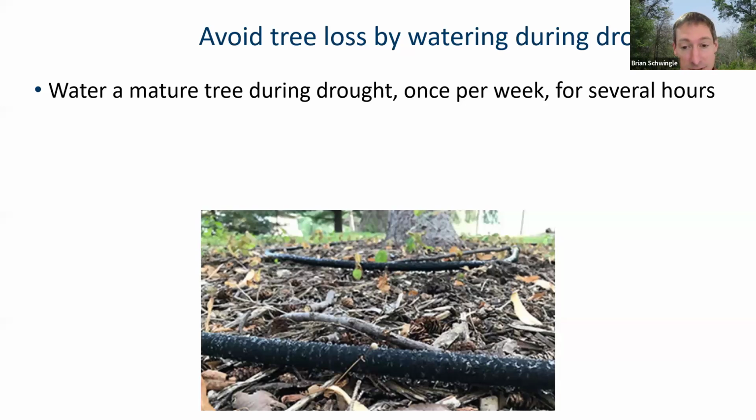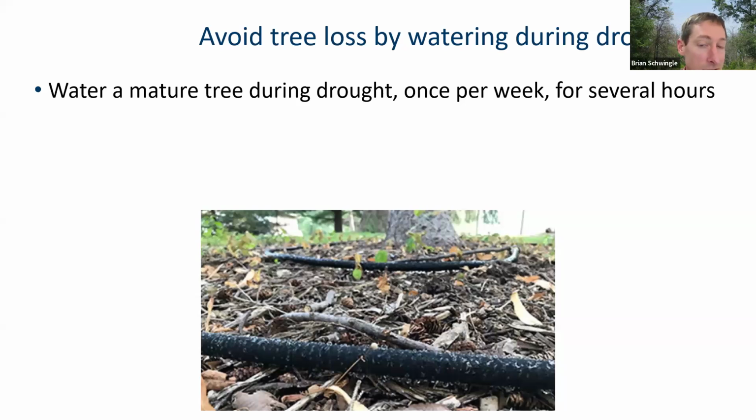Buy a drip hose, you can see the strip hose on the bottom there. You want to put it around the drip line of your tree, that's straight under the edge of your tree. And you want to turn that drip hose on once a week when we're in drought. Turn it on once a week and let it run for several hours. Trees need a lot of water.